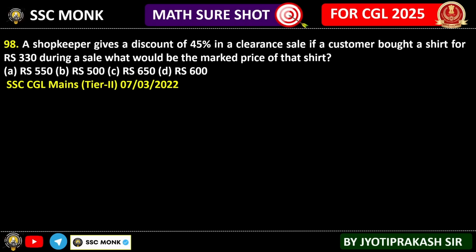Next, a shopkeeper gives a discount of 45% in a clearance sale. If a customer bought a shirt for 330 during a sale, what would be the marked price of the shirt? So 45% discount means what? Sir, the discount is equal to 9 by 20. So when 20 is the marked price, 9 is the discount and 11 is the selling price. So if the selling price is 11, that is equal to 330. One part is equal to 30. So if one part is 30, the total marked price is equal to 20 into 30, which is 600.